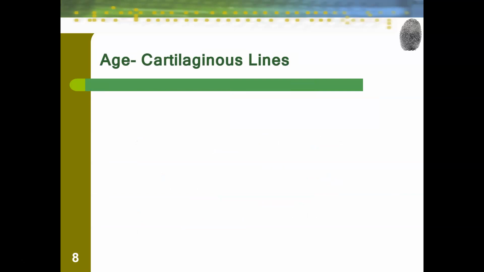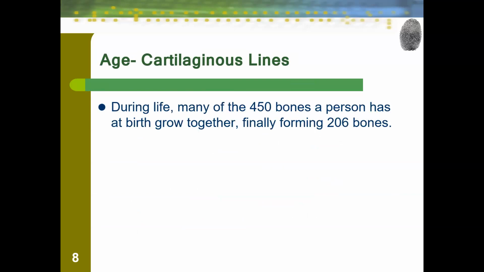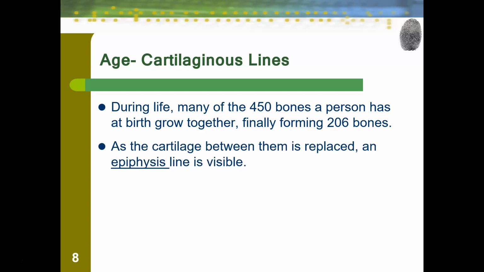Now, we can also tell the age of a skeleton through a few things. One of those is cartilaginous lines. So during life, we are originally born with 450 bones. However, by the time we reach adulthood, we only have 206 bones. So we have many bones that were once separate that joined together throughout our life.